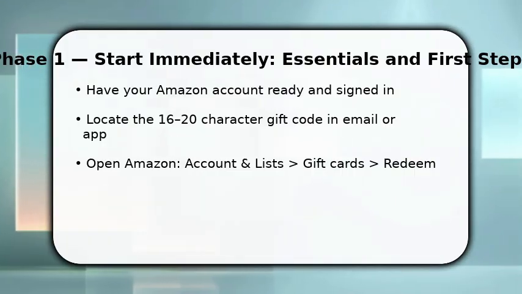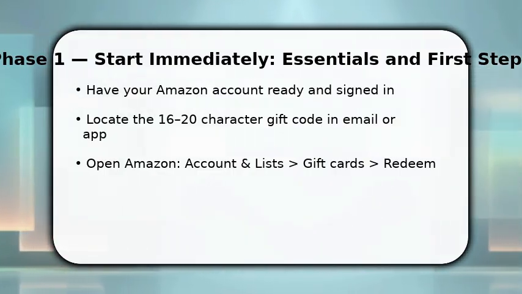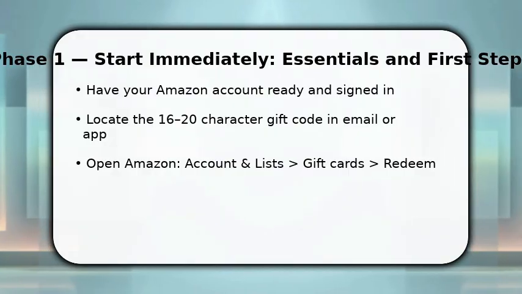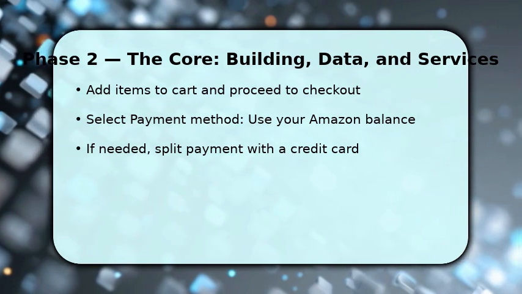Then navigate to Account and Lists, select Gift Cards, and choose Redeem a Gift Card. Enter the code exactly, spacing or case can matter, and press Apply to add funds to your Amazon balance. Once your balance shows in Account Gift Cards, add the items you want and go to Checkout.